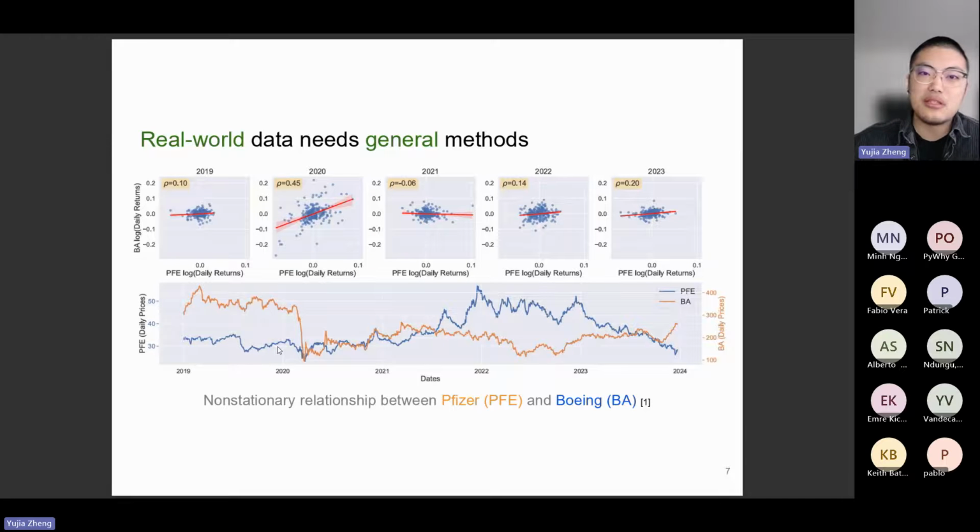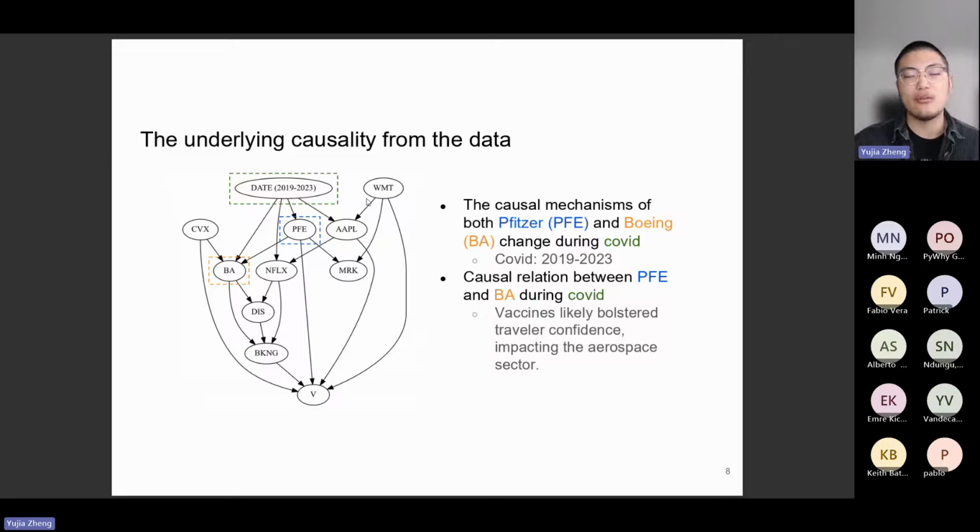However, real-world data needs more general methods because it is usually much more complicated. For example, in stock market data, we always have some non-stationary relationships. Here we can see that the correlation between Pfizer and Boeing suddenly changed around 2020. We all know it might be related to the pandemic, right? And we can actually see this changing mechanism from such non-stationary data.